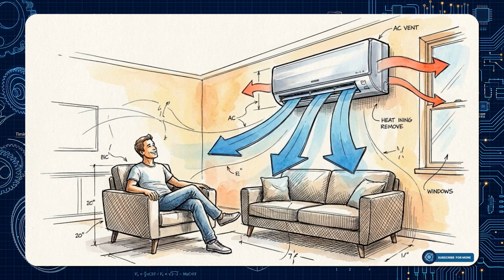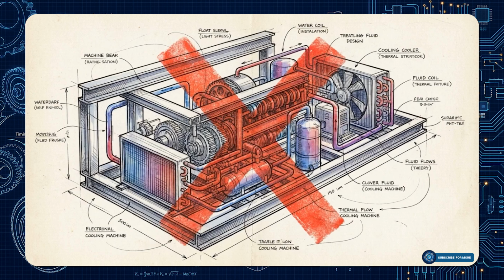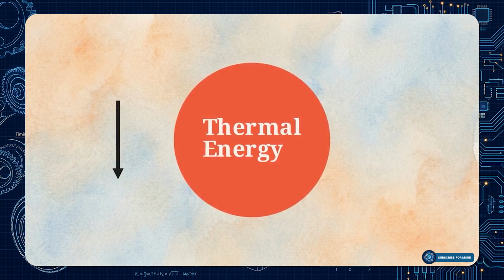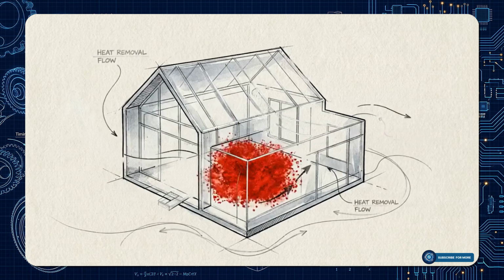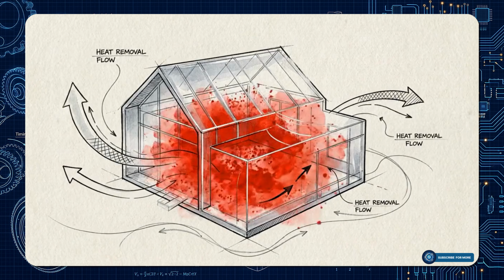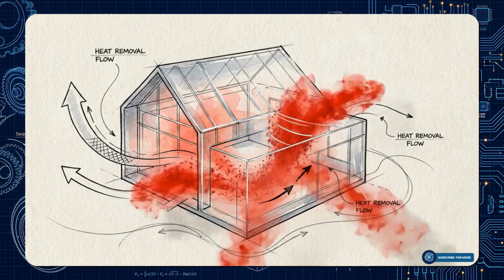Many people view air conditioning as a process of manufacturing cold air and blowing it indoors. However, cold is not a physical substance that can be created. In physics, cold is defined as the absence of thermal energy. To make a space feel colder, the system must extract the heat already present in the air and move it elsewhere.